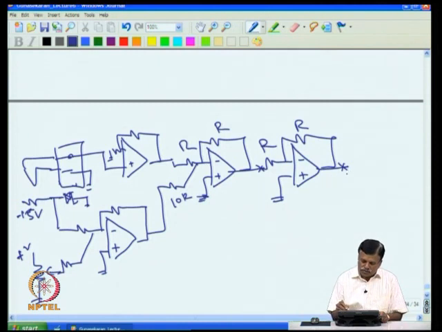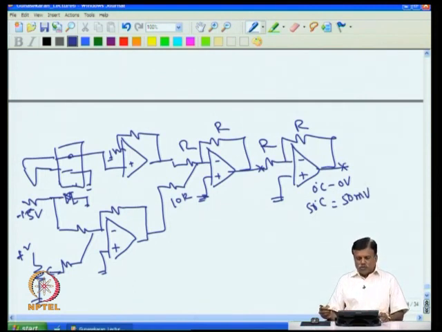So that means at 0 degree C you will get 0 volt. If it is at 50 degree, then you will get 50 millivolt. So every 1 degree you will get 1 millivolt output. Now this should be used to control the temperature of the oven. So to control the temperature of the oven, I have to produce an error voltage. That is what we started at the beginning of the lecture. So we have to now get the error voltage.